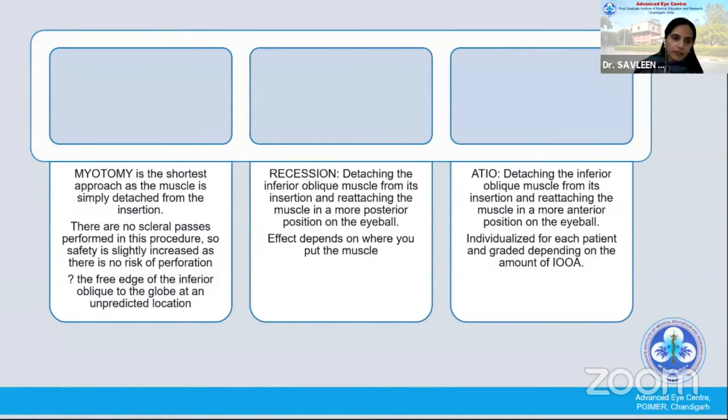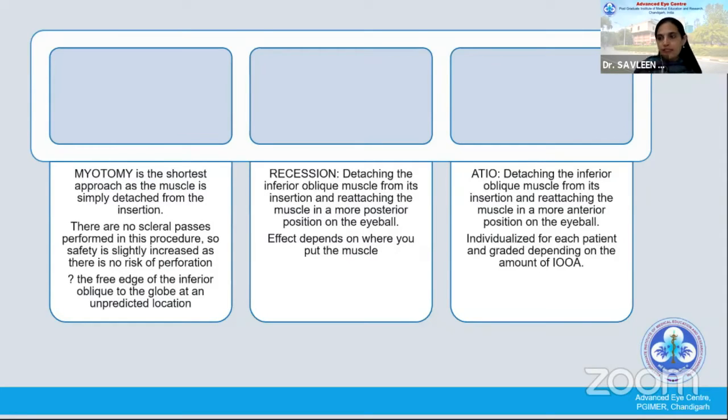So, myectomy is the shortest approach: you hook the inferior oblique, you cut, and since no scleral passes are performed in this procedure, the safety margin is more and there's no risk of perforation. But you don't know where the free edge of the inferior oblique is. It might, in the future, go to an unpredicted location. People who advocate the myotomy and myectomy say that inferior oblique surgery is self-titrating. So if you have an inferior oblique overaction, the muscle gets attached to a place where the elevation effect will no longer be shown.